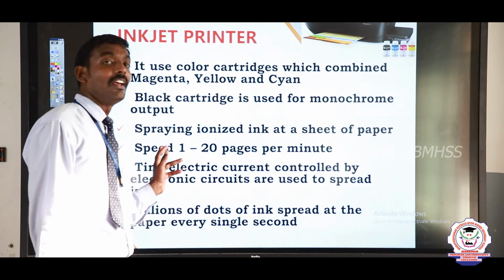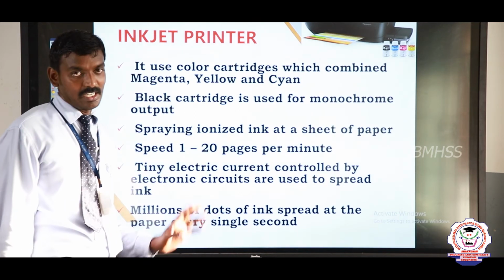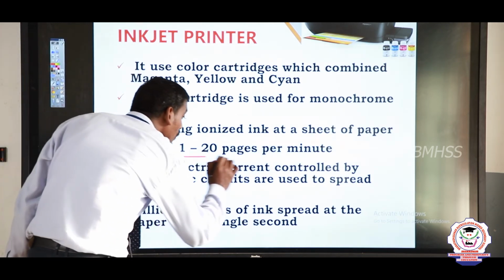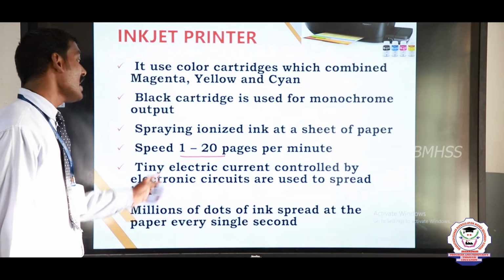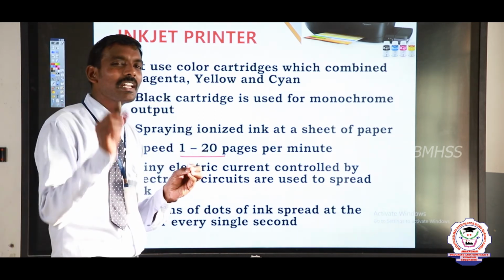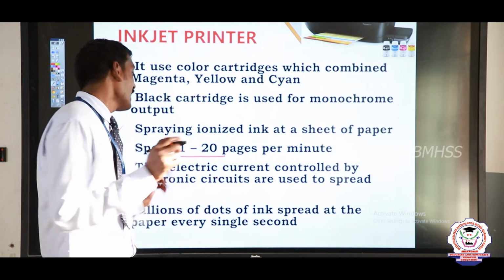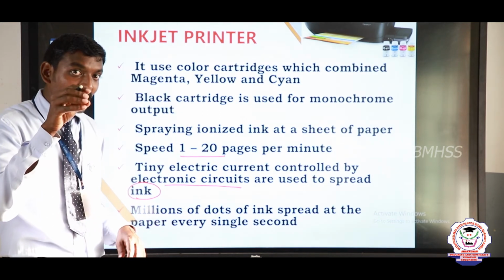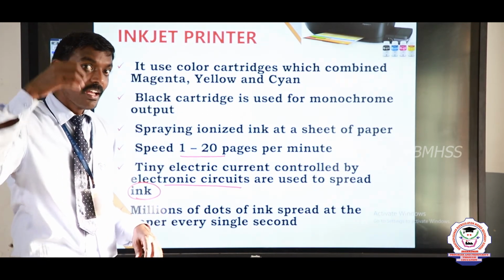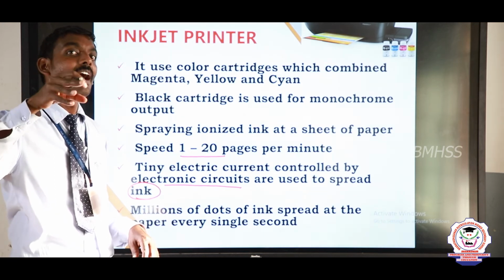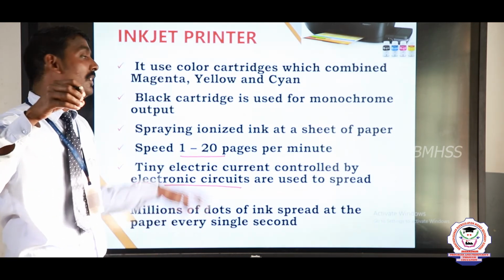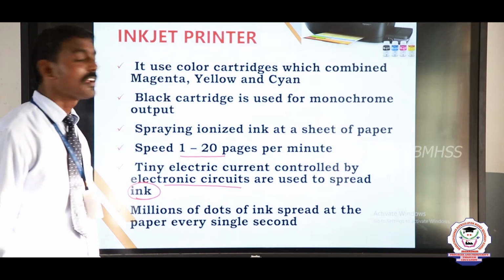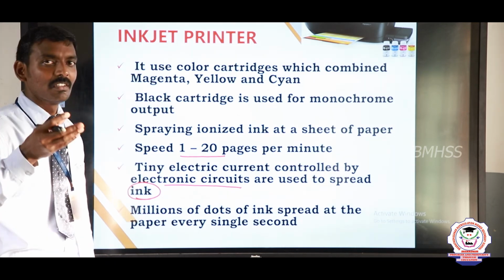Yes, the speed is 1 to 20 pages per minute. We can print 1 to 20 pages per minute. And a tiny electric current, only a little bit of current controlled by electronic circuits, is used for spreading ink. We want to spread some ink on that particular paper. That ink is the ionized ink. That ionized ink can be spread with the help of electric current. And then millions of dots of ink are spread on a paper every single second.